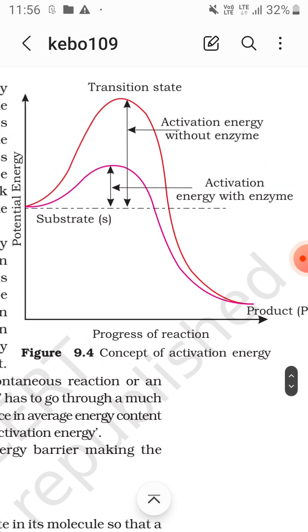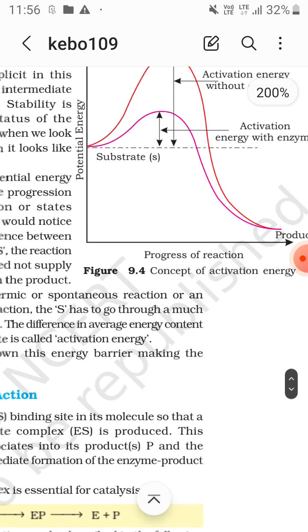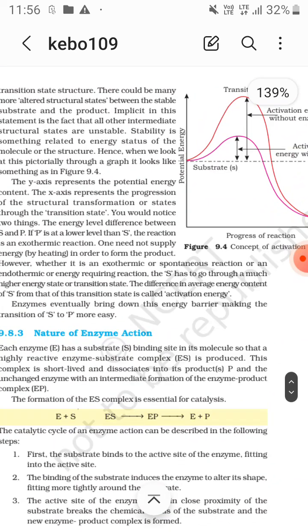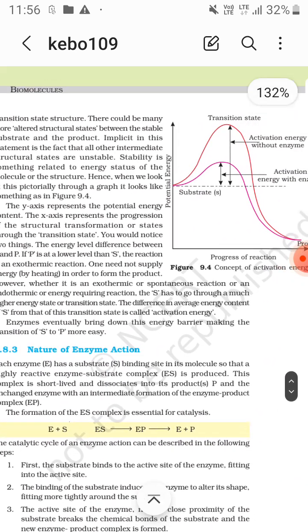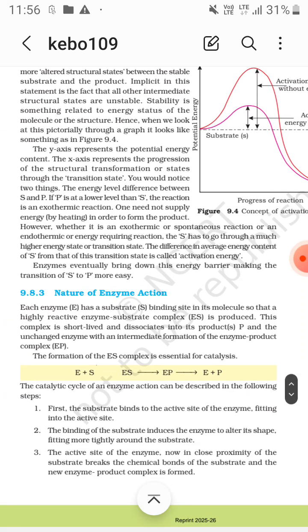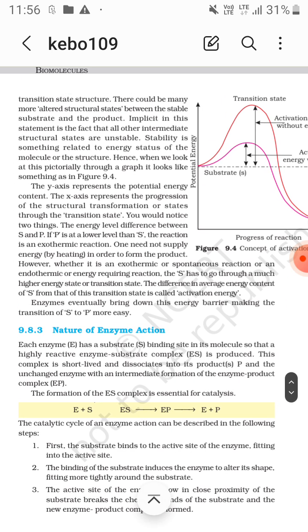This state is lower when the activation energy is with an enzyme. So enzymes eventually bring down this energy barrier, which is a transition state, making the transition of substrate to product easier.